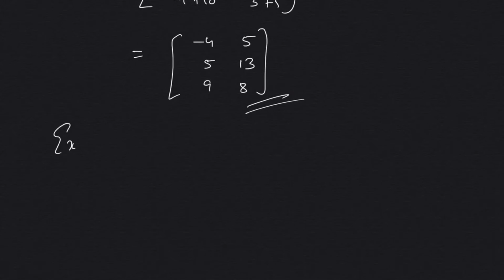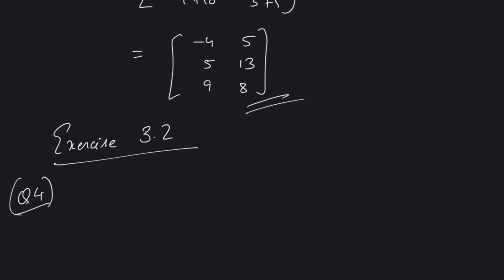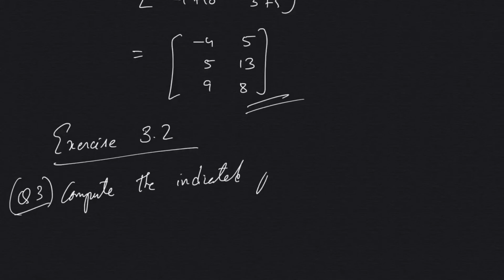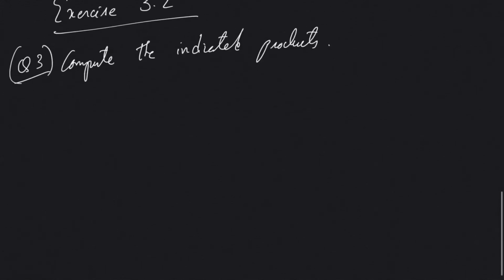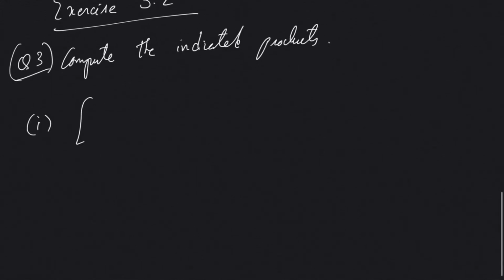So likewise, let us continue with exercise 3.2 based on multiplication. That is question number 3, that is compute the indicated products. The first one, AB minus BA into A minus BA.